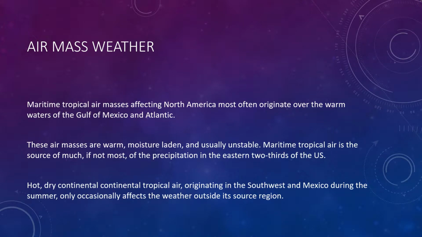Maritime tropical air masses affecting North America most often originate over the warm waters of the Gulf of Mexico, the Caribbean Sea, and the adjacent Atlantic Ocean. As you might expect, these air masses are warm, moisture-laden, and usually unstable. Maritime tropical, or MT, air is the source of much, if not most, of the precipitation in the eastern two-thirds of the United States. In summer, when an MT air mass invades the central and eastern United States, and occasionally southern Canada, it brings the higher temperatures and impressive humidity typically associated with its source region.